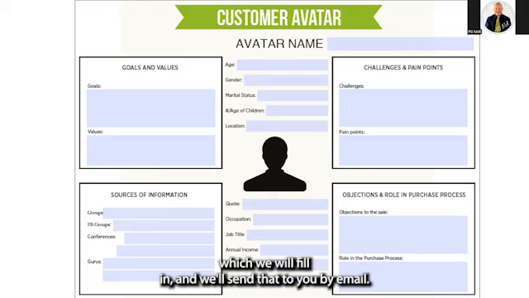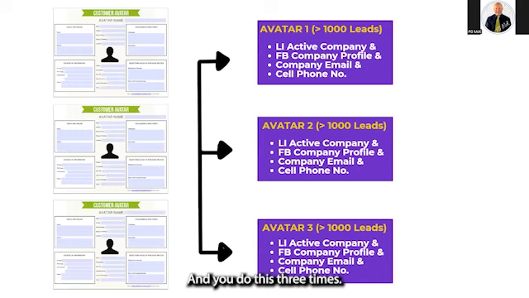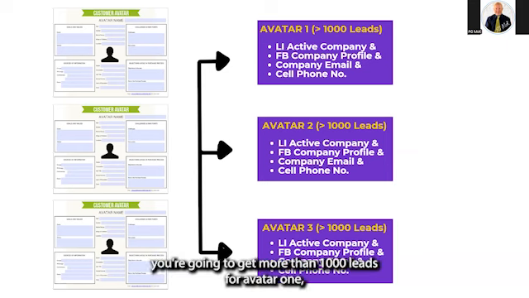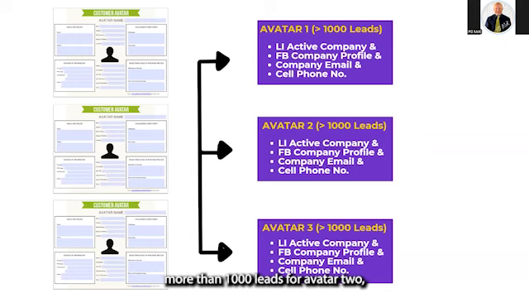We'll send that to you by email. And then you fill this in with as much detail as possible. And you do this 3 times. So the outcome is that you're going to get more than 1,000 leads for Avatar 1, more than 1,000 leads for Avatar 2, and more than 1,000 leads for Avatar 3.